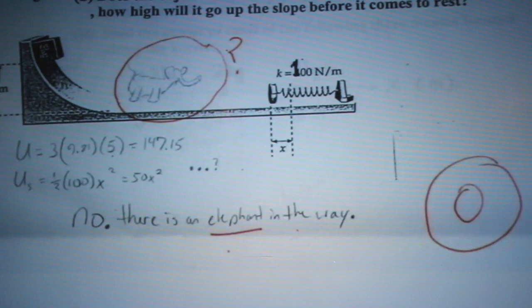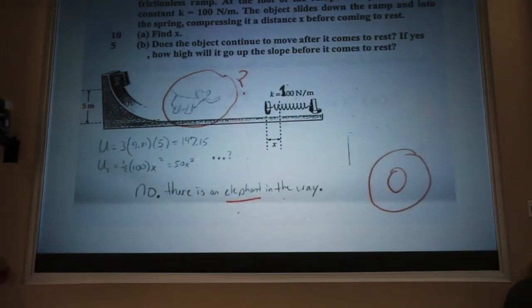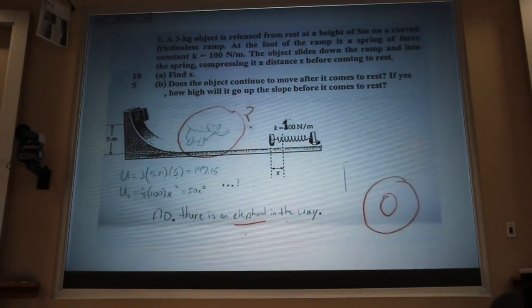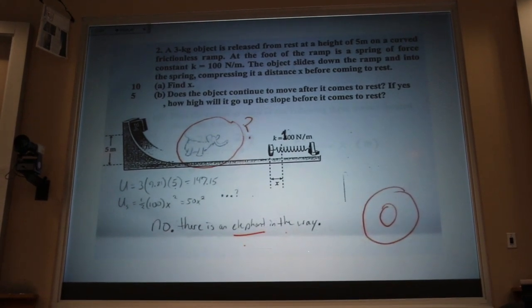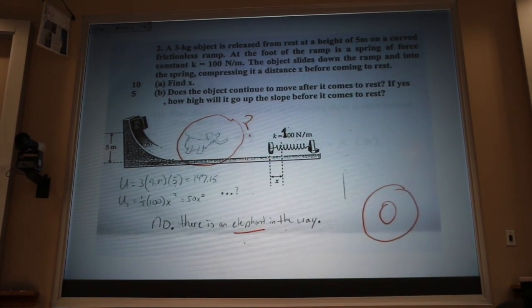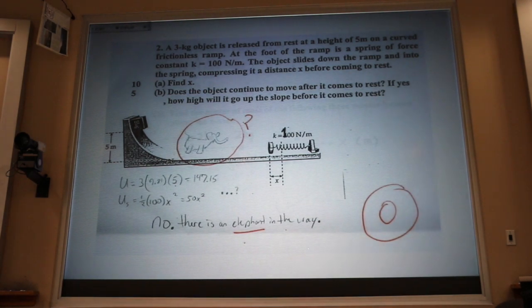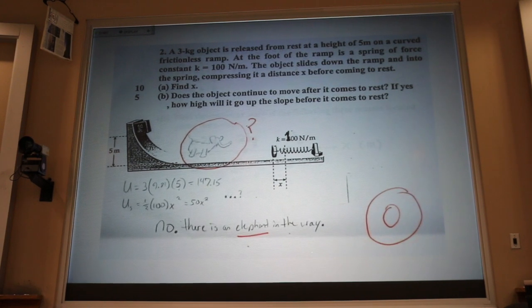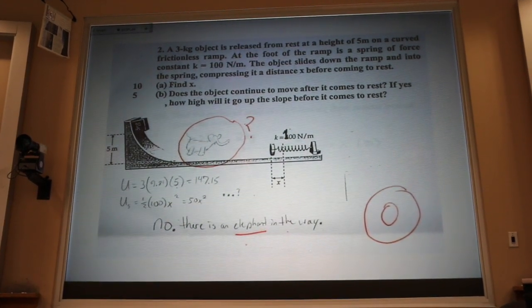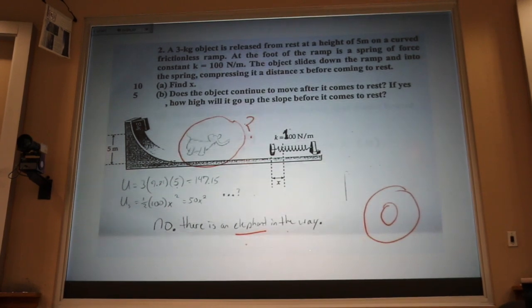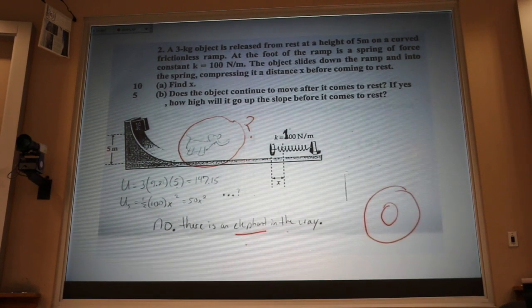Okay, I found this on the internet. You got this 3-kilogram object released from rest. It comes down this curved frictionless ramp, and there's a spring at the bottom. Part B says, does the object continue to move after it comes to rest? If yes, how high will it go up the slope before it comes to rest? And this student said, no, there is an elephant in the way. It's a parable for our time. Okay.